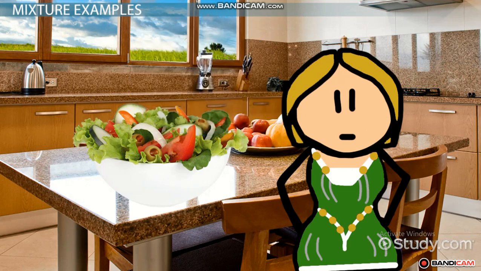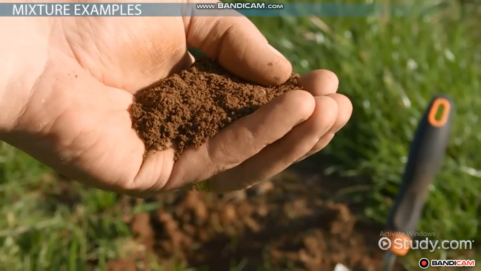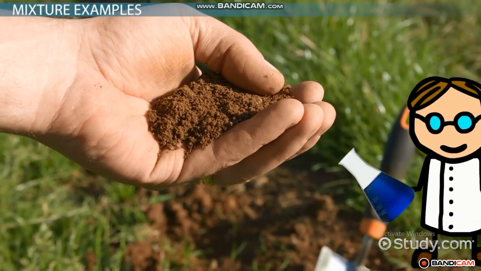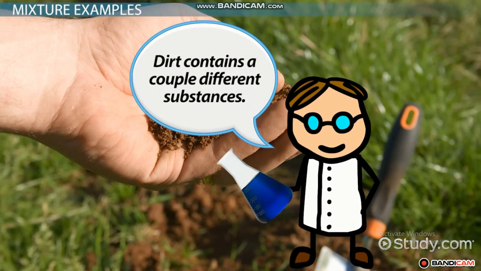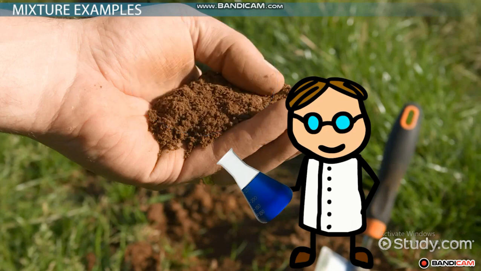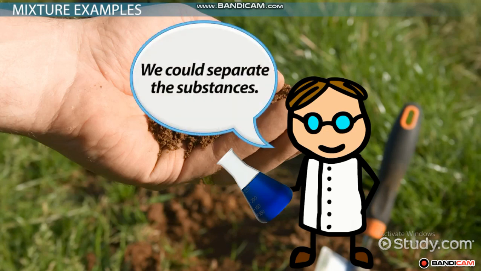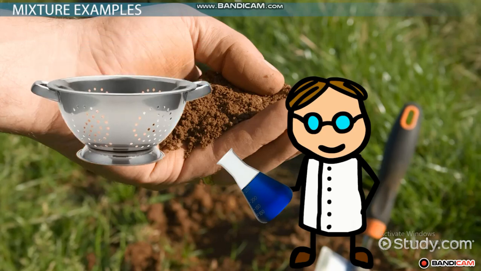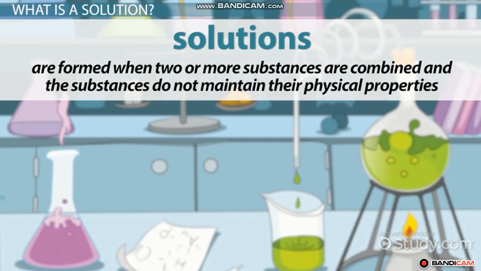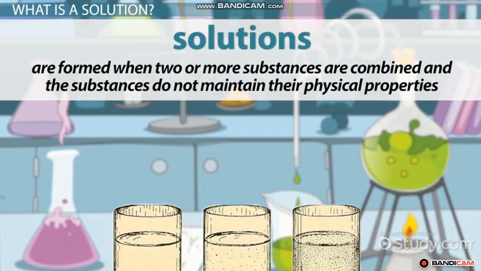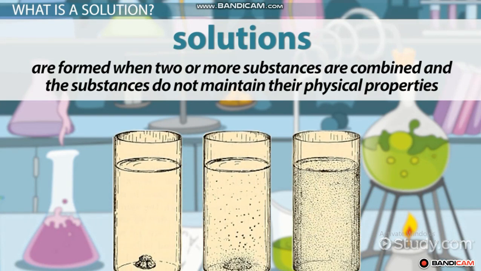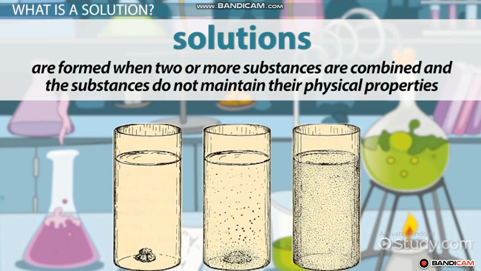Let's move from the kitchen to the great outdoors. Soil is an example of a mixture. It has many different substances, such as dirt, gravel, and sand. While it would not be an easy task to separate the substances, it could be done using a filter or strainer.